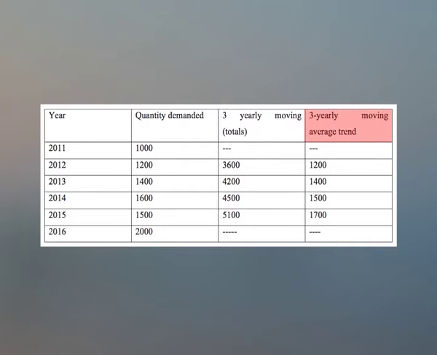Now, 3 yearly moving average trend. For the first one there is nothing, but for the second year, that is 2012, the average is 1200, and 1400 average for the year 2013, then 1500 moving average for the year 2014, and finally 1700 for the year 2015.